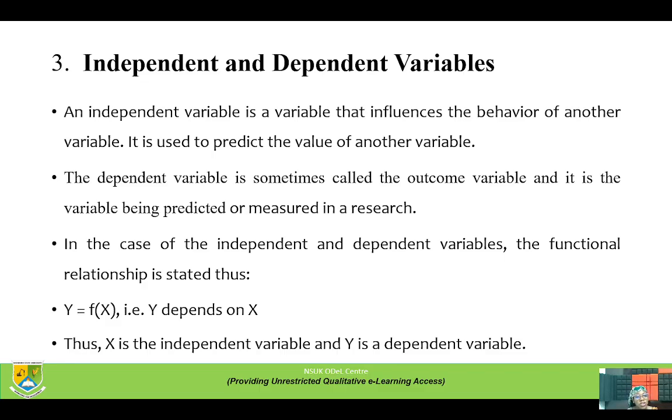So another classification of variables is independent and dependent variables. An independent variable is a variable that influences the behavior of another variable. It is used to predict the value of another variable. The dependent variable is sometimes called the outcome variable, and it is the variable being predicted or measured in a research.